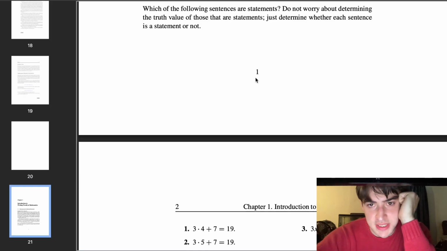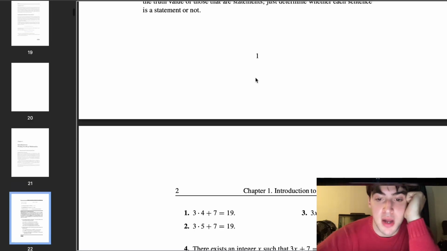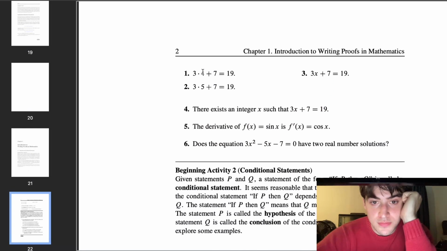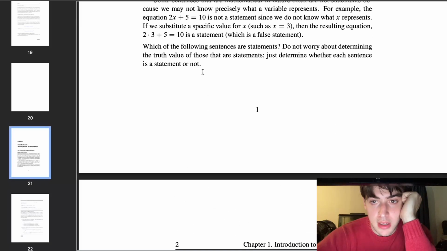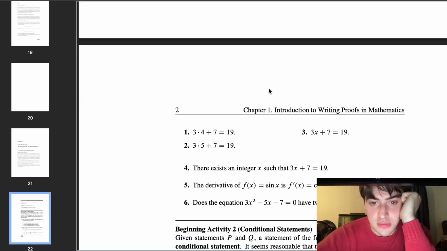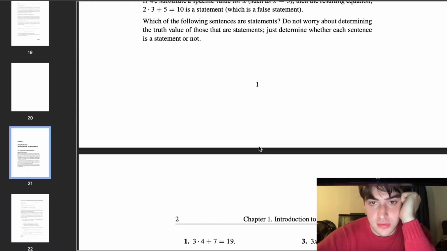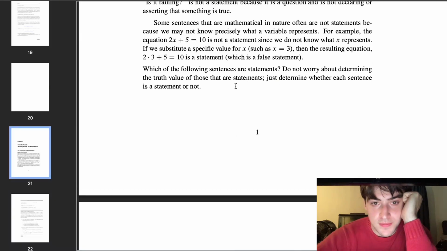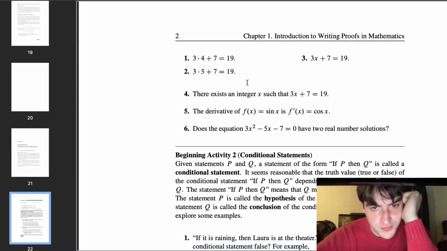Which of the following sentences are statements? Do not worry about determining the truth value of those that are statements, just determine whether each sentence is a statement or not. All right, let's do this together. Okay, I'm just trying to figure out, for each of these I have to determine? I think so. Which of the following sentences are statements? Do not worry about determining the truth value.